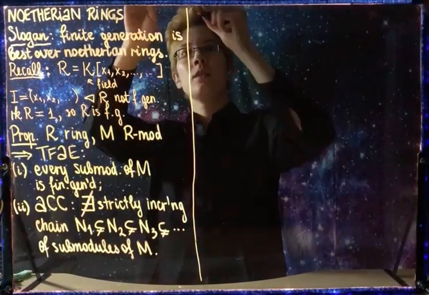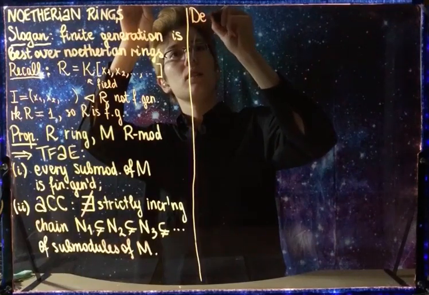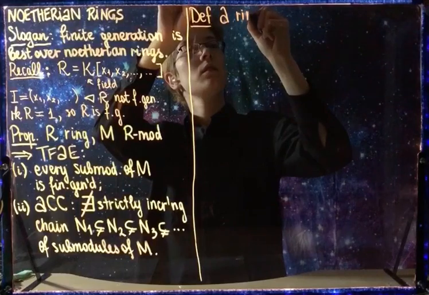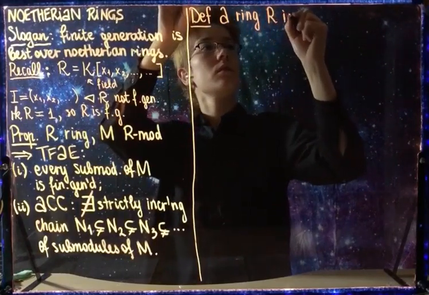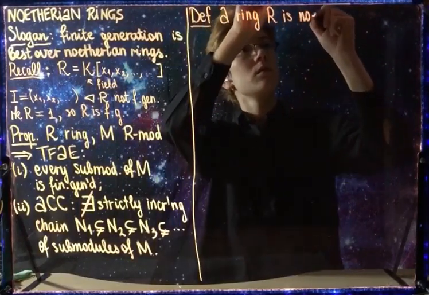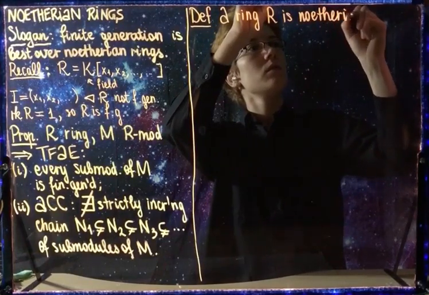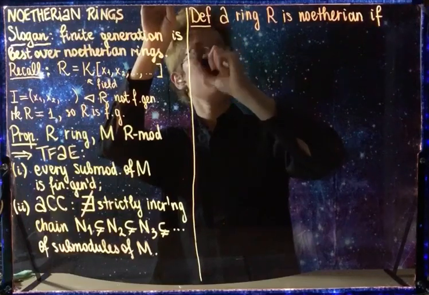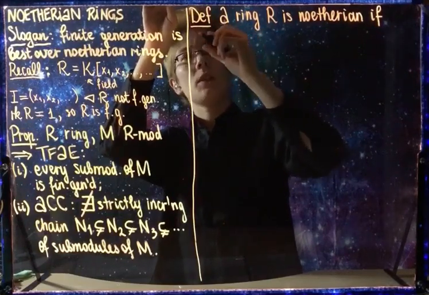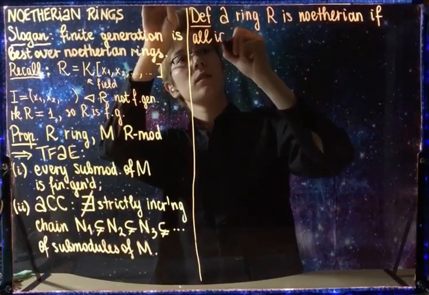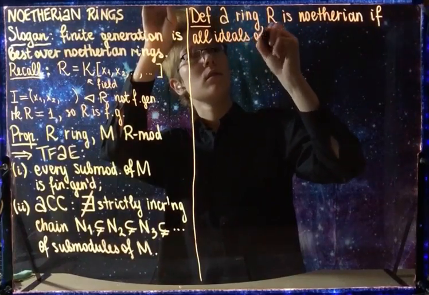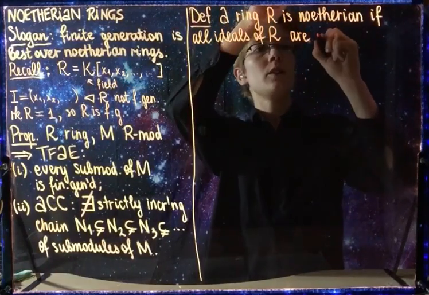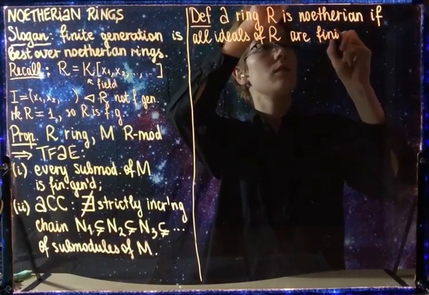I say that a ring R is Noetherian if every ideal of R, so all ideals of R, are finitely generated.